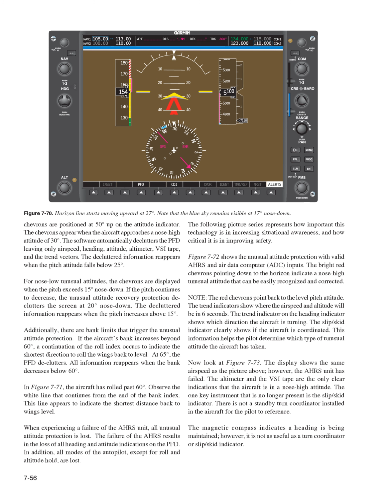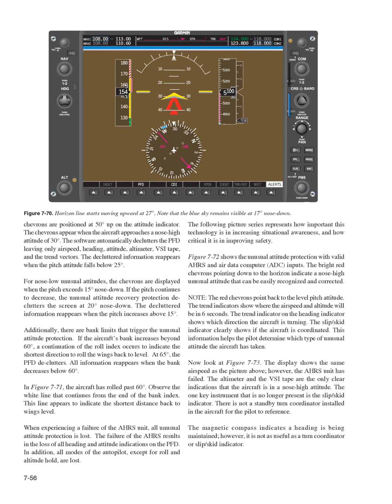The trend indicators show where the airspeed and altitude will be in 6 seconds. The trend indicator on the heading indicator shows which direction the aircraft is turning. The slip/skid indicator clearly shows if the aircraft is coordinated. This information helps the pilot determine which type of unusual attitude the aircraft has taken.